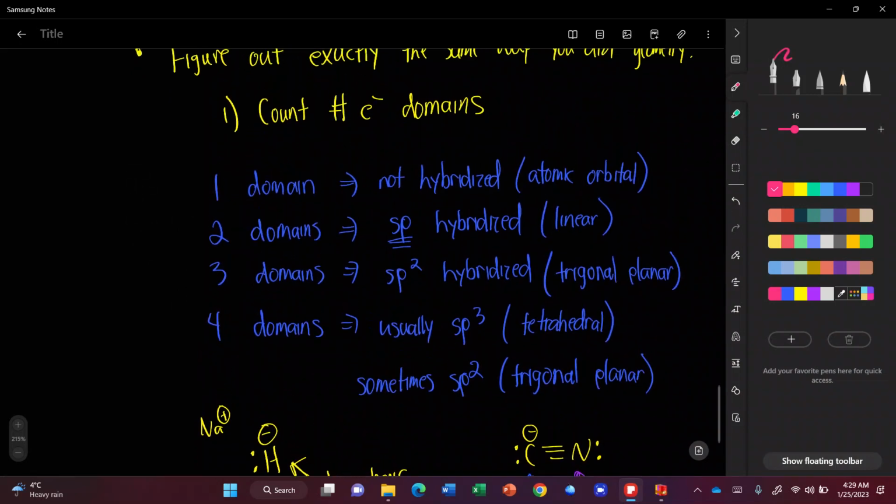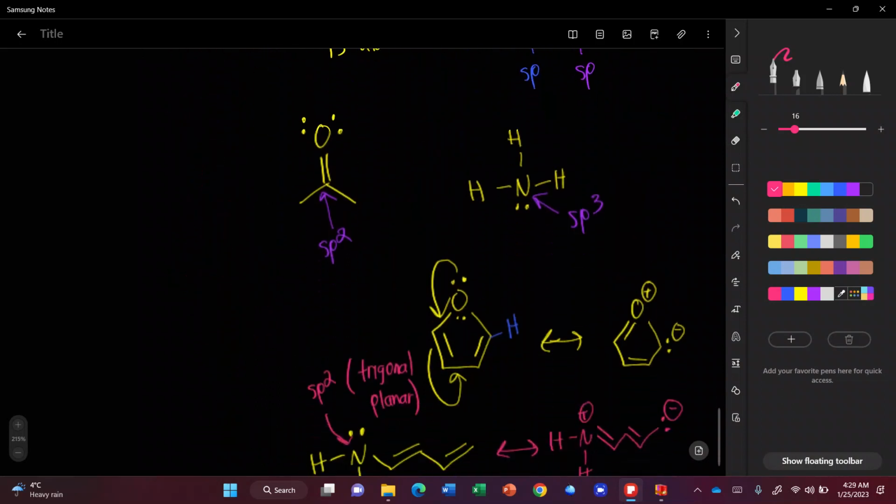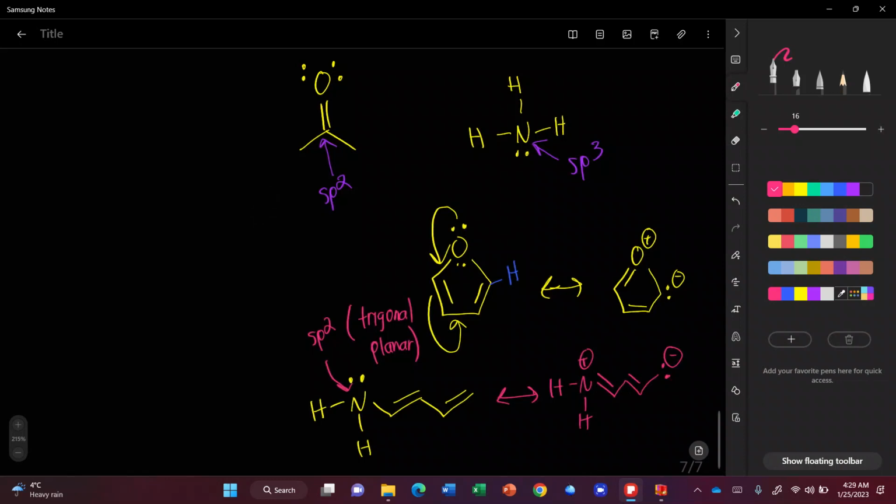Okay? The only little caveat is when you get down to this, if it has 1, it's an atomic orbital. Alright? If it has 2 domains, it's going to be an sp. If it has 3 domains, it's going to be sp2. And if it has 4 domains, it's going to be sp3 unless you can resonate the lone pair. Meaning, unless the lone pair is adjacent to a pi bond.